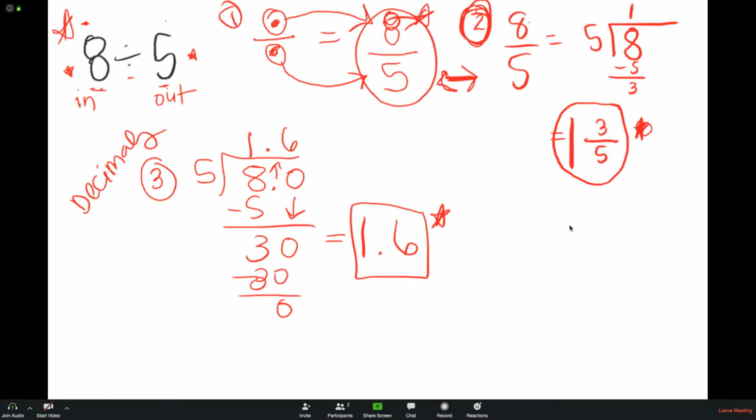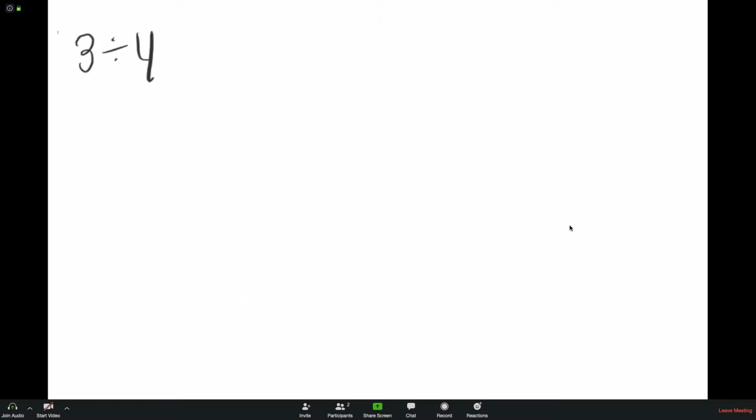Okay, so let's try another one. And remember, you can always pause or rewind, watch it over and over again, just so that you can get a clear understanding. All right, so in this case, we have 3 divided by 4. So remember, all division problems are fractions.